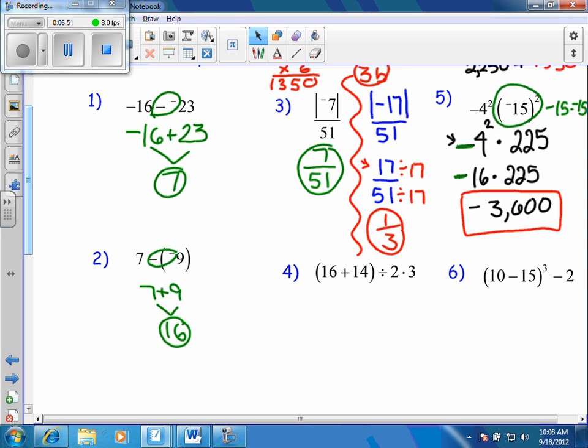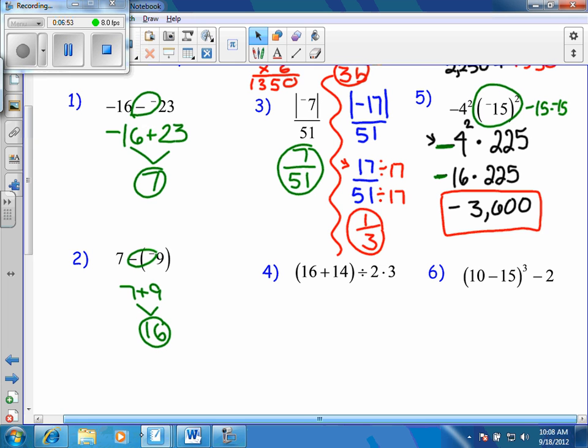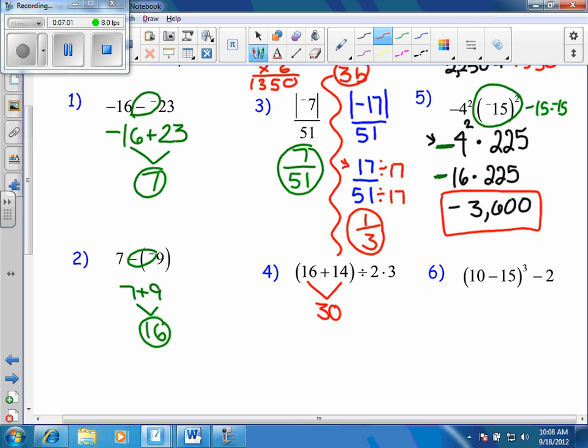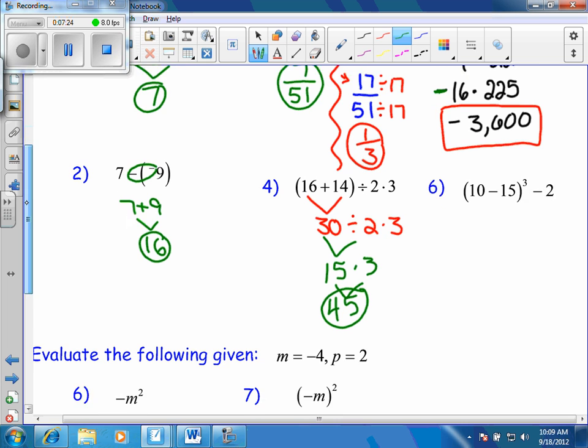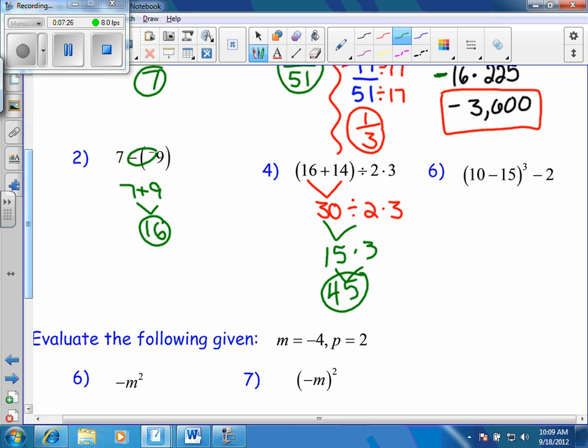Okay, so let's go to problem 4. Noah, what did you do first? I did 16 plus 14 is 30. Okay, so 30, good. Then copy the rest of the problem down. The dot means multiply. Keep going, Noah. Correct. 15. And 15 times, multiplying, you get 45. Okay, good. Let's see. Xander, what'd you do on number 6?